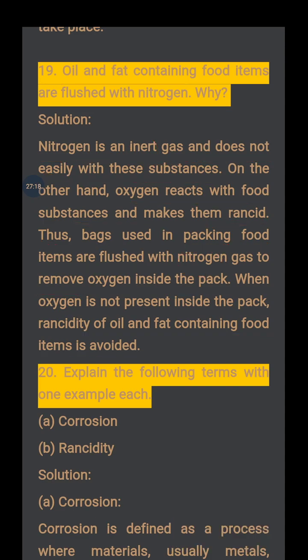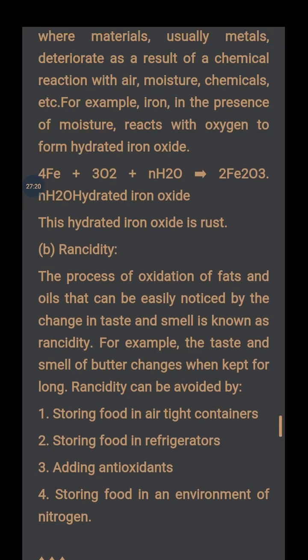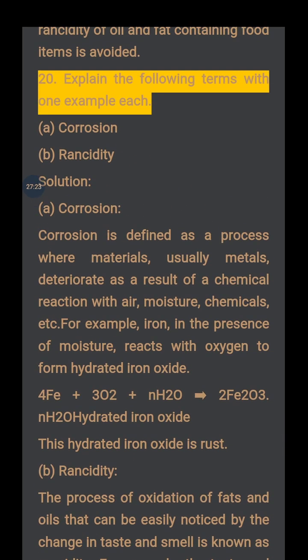Now come to another question. It's question number 20, your final question. Explain the following terms with one example. Corrosion. What is corrosion? What is rancidity? Come first to corrosion.